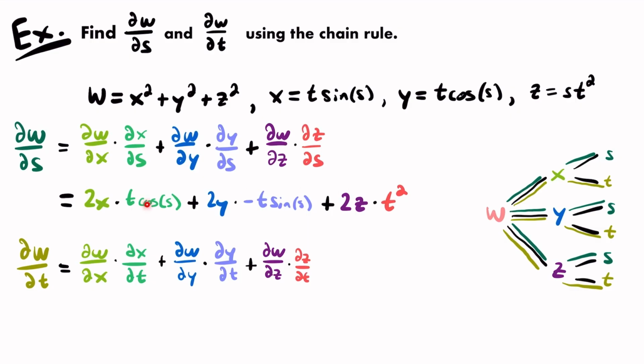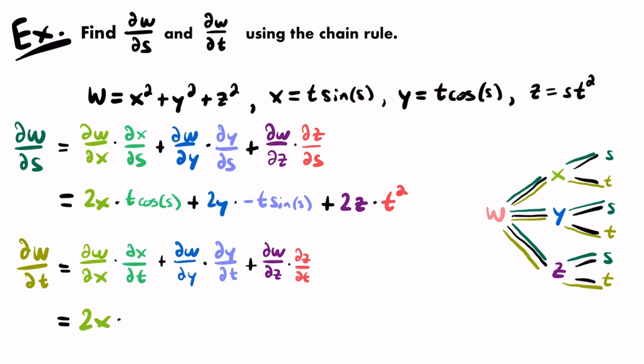Let's just move right on to the partial of w with respect to t, and then we'll come back and simplify both of these partial derivatives. So for the partial of w with respect to t, we start with the same partial derivative of w with respect to x, which is 2x. We already found that earlier, so we can just reuse our work. We have 2x, and that will be multiplied by the partial derivative of x with respect to t, which we have not done yet, right? Last time we did the partial with respect to s, now we have a partial with respect to t.